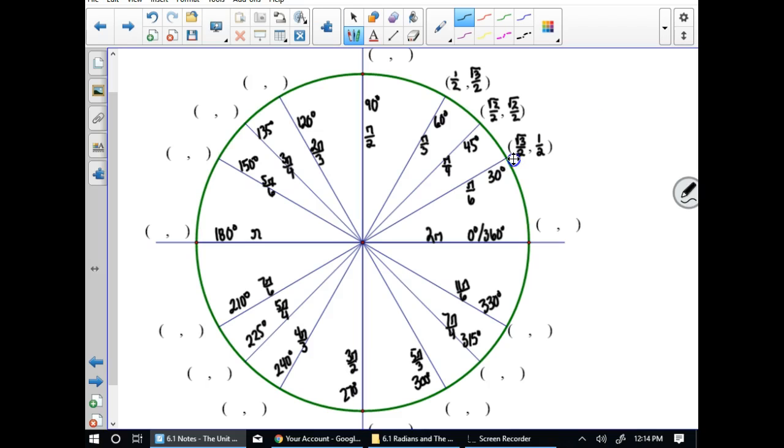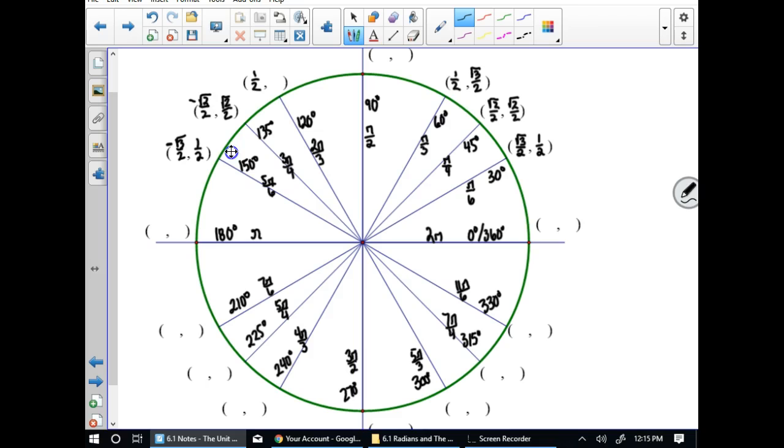Because this point right here is just this point reflected over the y-axis. So if I put this over here in the third quadrant and second quadrant, my points will be the same. I'll have square root of 3 over 2 and 1/2, but my x will be negative. Same thing happens with our square root of 2 over 2's. They're going to go here. Just reflecting it over that y-axis. It's just going to make the x coordinate negative.